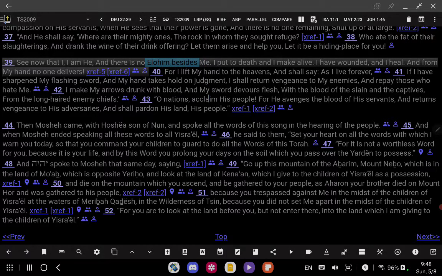I put to death, and I make alive. I have wounded, and I heal. And from my hand no one delivers. For I lift my hand to the heavens, and shall say, as I live forever, if I have sharpened my flashing sword, and my hand takes hold on judgment, I shall return vengeance to my enemies, and repay those who hate me. I make my arrows drunk with blood, and my sword devours flesh, with the blood of the slain and the captives. From the long-haired enemy chiefs, O nations, acclaim his people, for he avenges the blood of his servants, and returns vengeance to his adversaries, and shall pardon his land, his people.